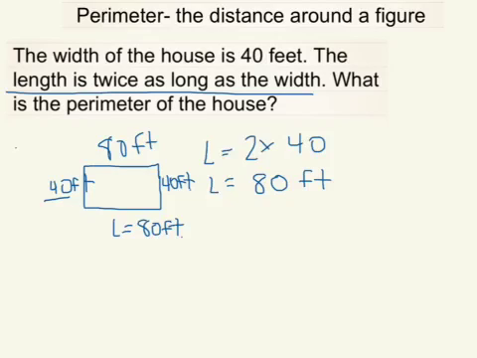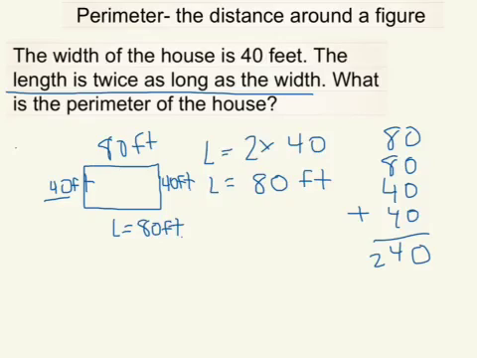So what shall I do to find the perimeter of the house? You were correct if you said add up all the sides. So I'll take my 2 sides that are 80 feet long, my 2 sides that are 40 feet long, and I will add them up. I have my 0 ones, and I have 8 tens plus 8 tens plus 4 tens plus 4 tens. So 8 and 8 is 16. So I get 240 feet for the perimeter of the house.